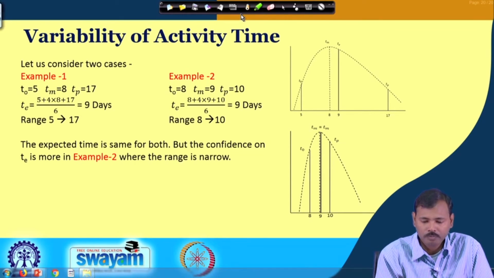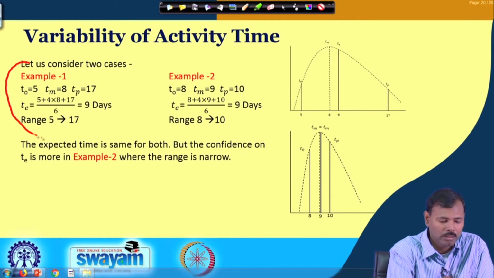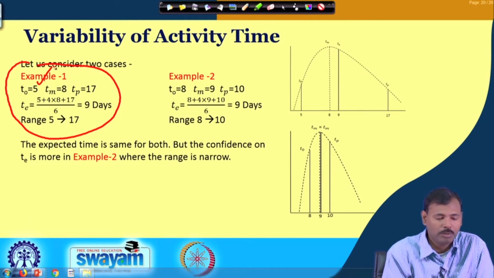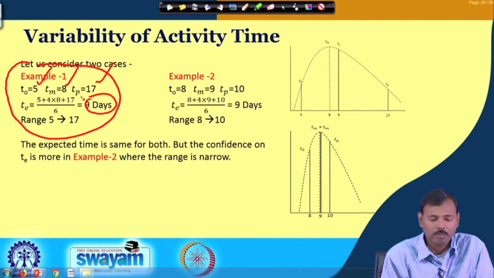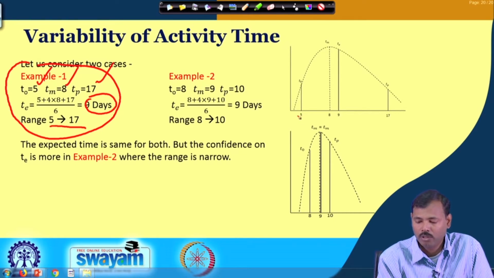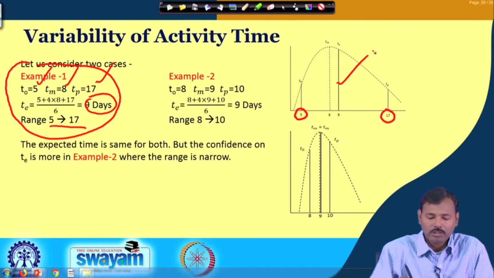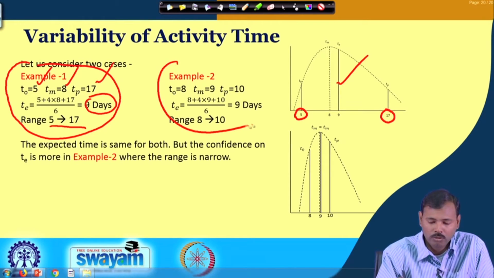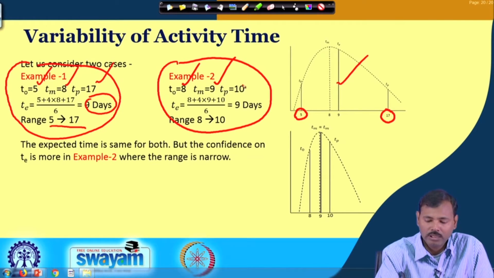If you see example 1, where we have optimistic 5 days, most likely 8 days, pessimistic 17 days, the expected time is coming to 9 days and the range is varying between 5 to 17. This is the mean we are achieving. Let us consider example 2, in which our optimistic time is 8, most likely time is 9, and pessimistic time is 10.